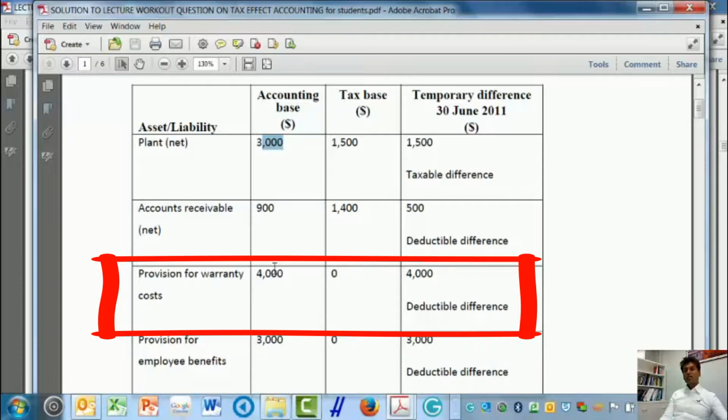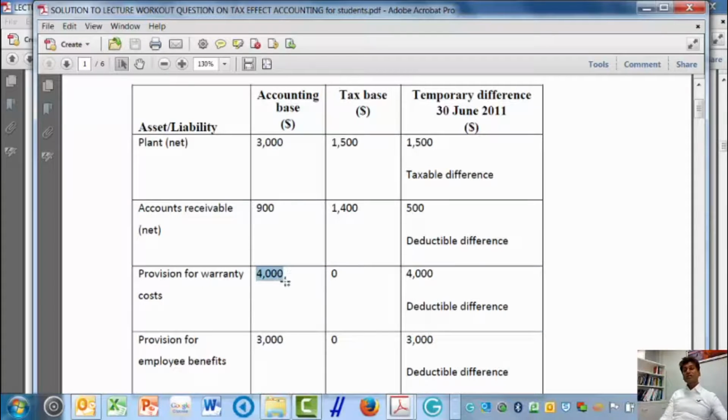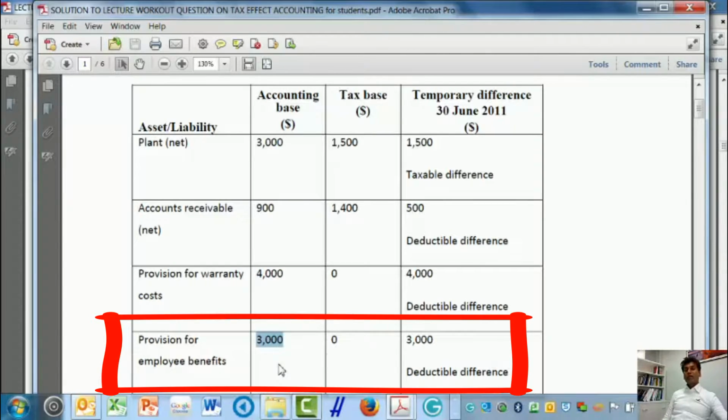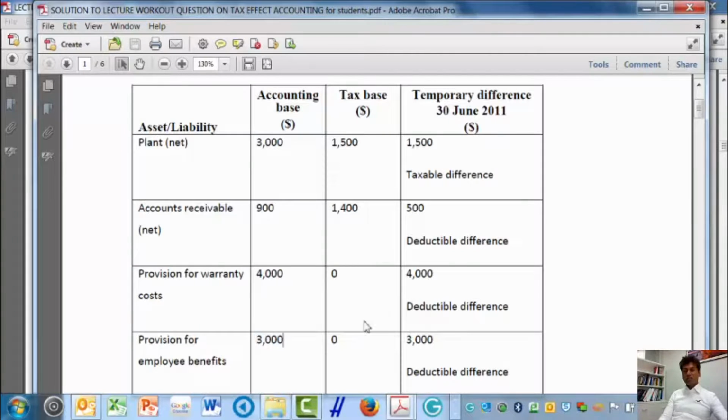Provisions for warranties. Here it is 4,000, but the tax base is 0. It looks like with more provision, that is more debts, the company is poorer. The company is poorer with more debts, then it will have to pay less taxes in the future. So it becomes a deductible difference. Again, provision for employee benefits. Provision makes the company poorer, debts increase. If the company becomes poorer, it will be paying less taxes in the future. That difference is called a deductible difference.